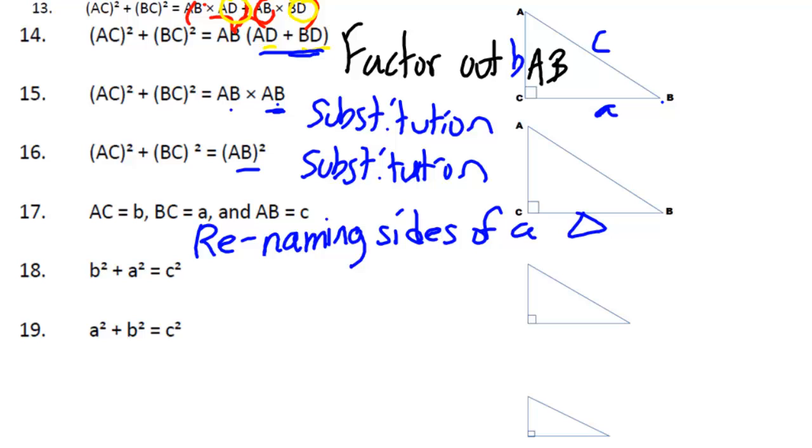So because of that, AC comes out and b goes in. BC comes out and a goes in. AB comes out and c goes in. And when you do that, you get b squared plus a squared is c squared. So we're really taking line 16 and replacing the uppercase way of naming the sides with the lowercase way of naming the sides. So this is, again, just substitution.